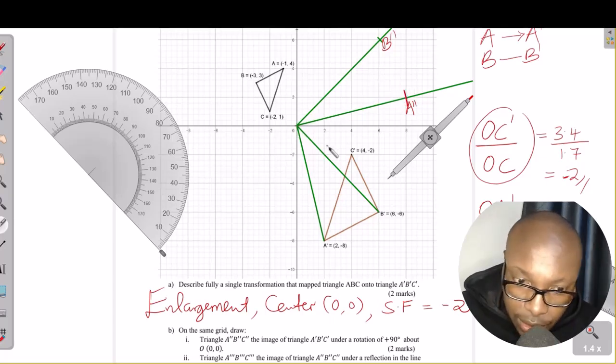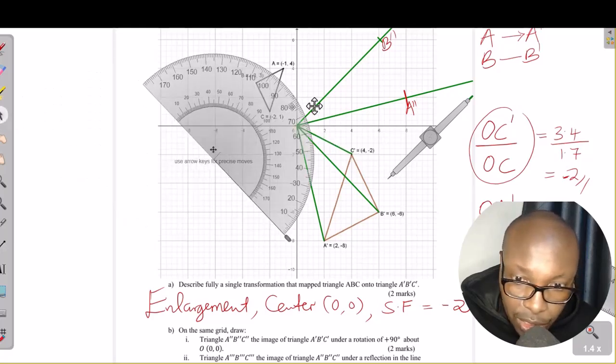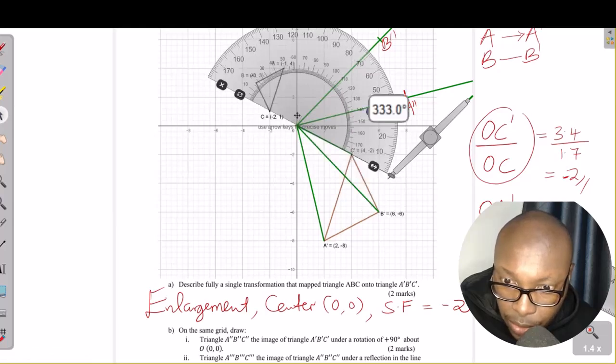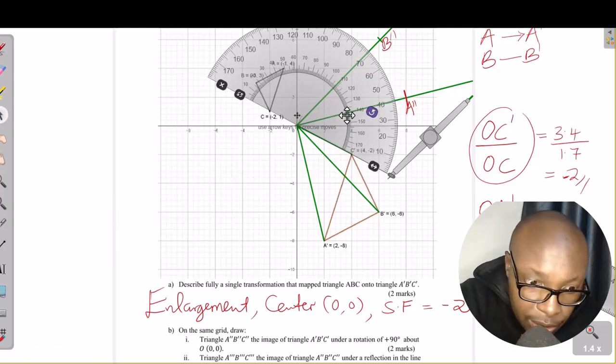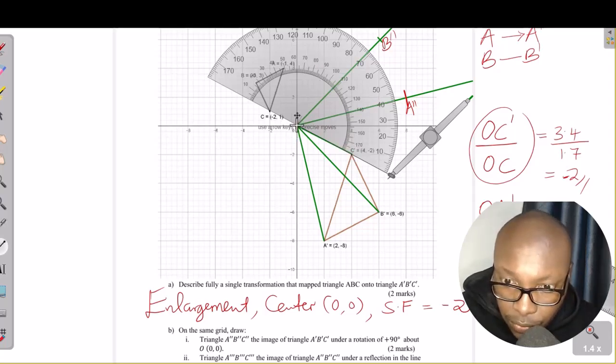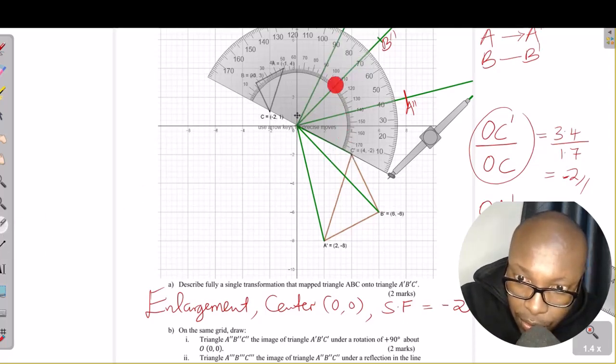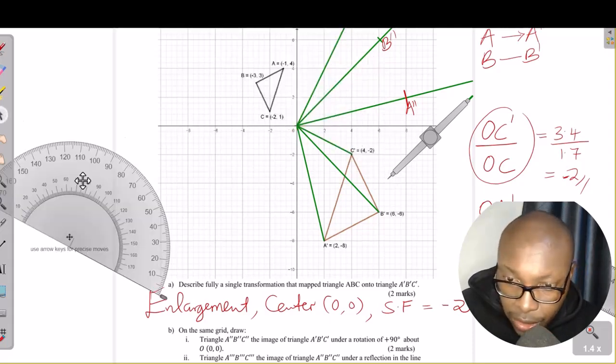The last one is C. From C to the origin, you join that. Then from there, place your protractor and measure 90 degrees. You can see the way I've placed it, this is a straight line there. I want to measure 90 degrees from this line. So 90 degrees is there. Now this angle from this point all the way to that line is 90 degrees. Once you've done that, it's time to take that measurement.